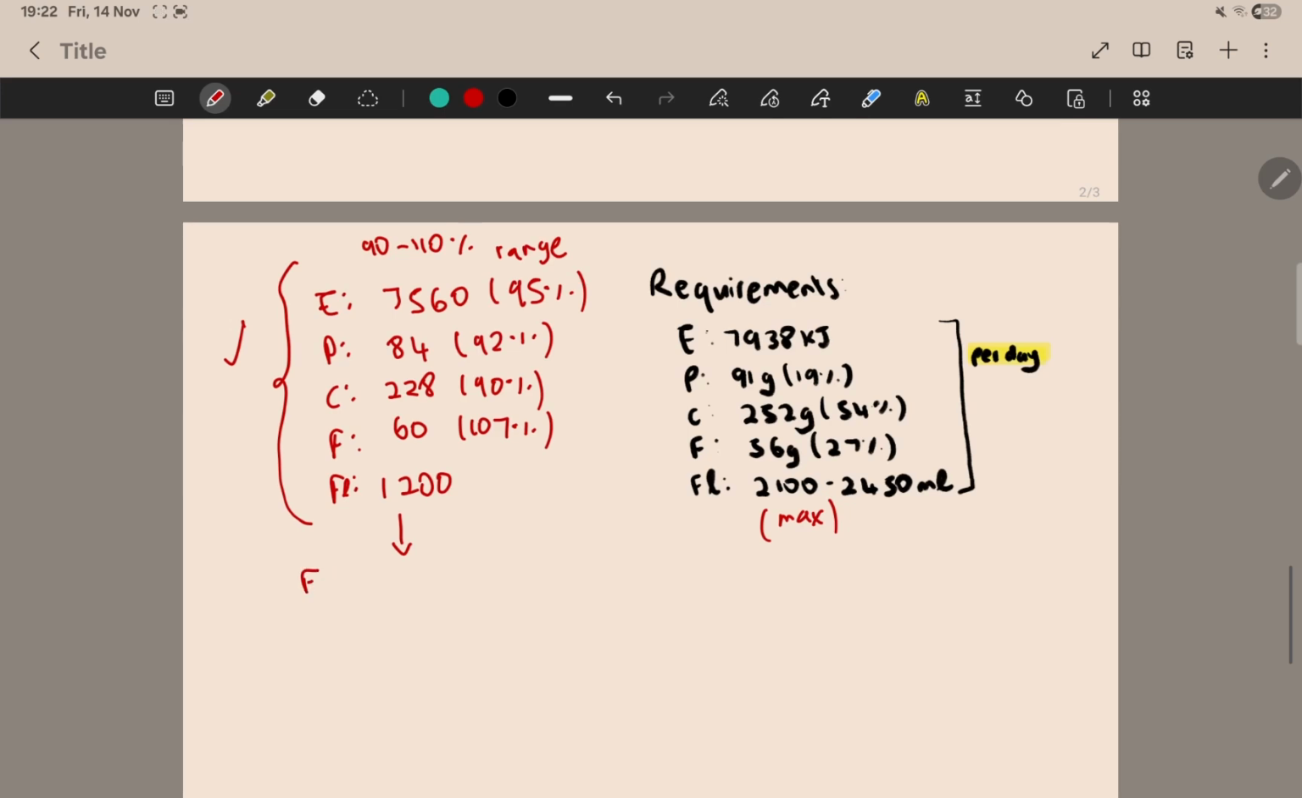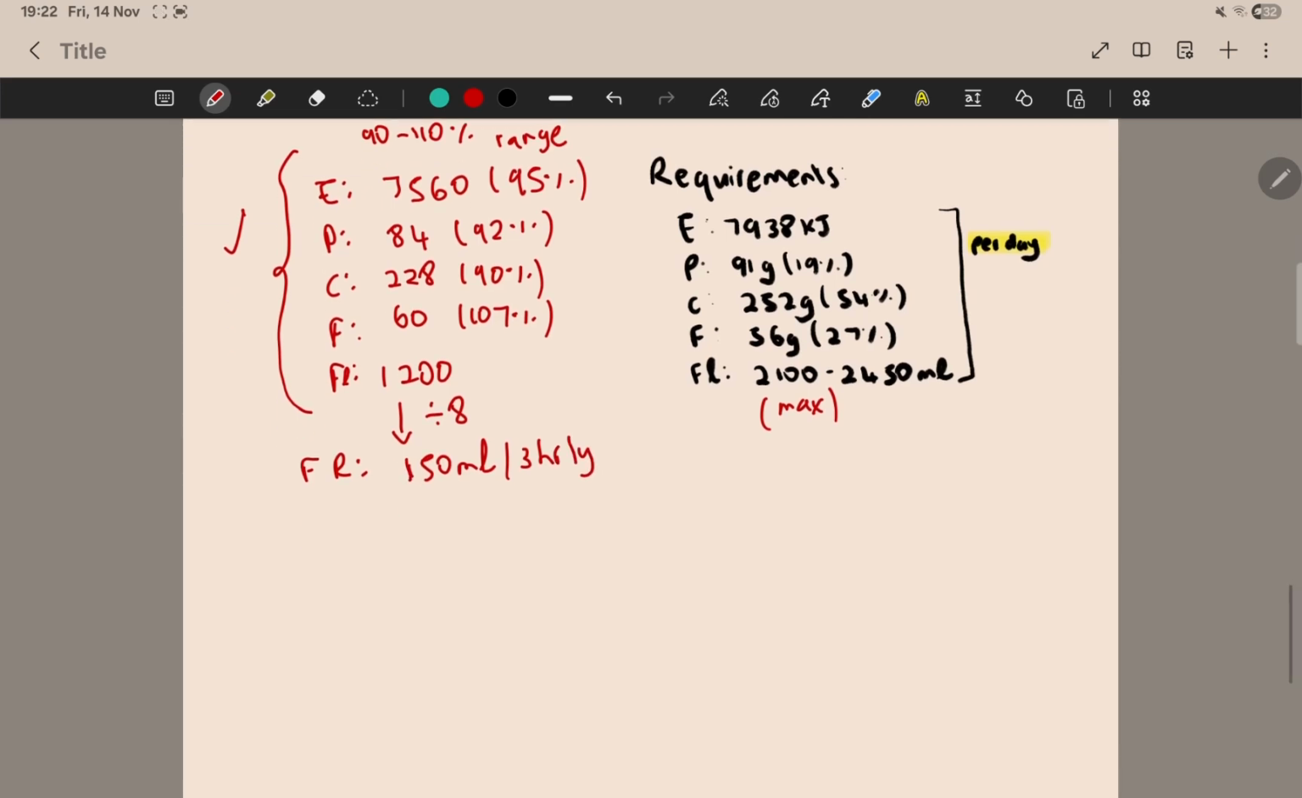So now we're just doing the feeding rate. Again, we just divide that by 8 to get a 3-hourly rate, and that gives me 150 mL 3-hourly. So this is a nice number to work with. And then we want to flush in between so that the enteral tube, or the nasogastric tube, is clear. Okay, so that's the total amount from feed.